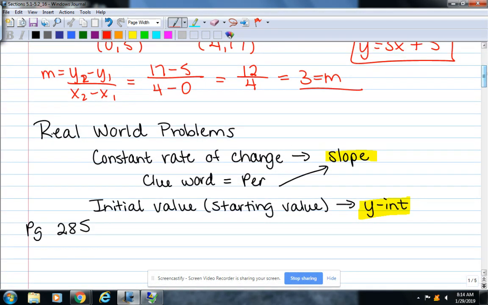All right. So sometimes we have math given to us in a word problem that we have to write a linear equation of. So the next thing we're going to talk about is how to tackle a word problem involving linear equations. There are some clue words that help us figure out if they're giving us the slope or the y-intercept in a word problem. So please write down these clue words that you see on the screen.